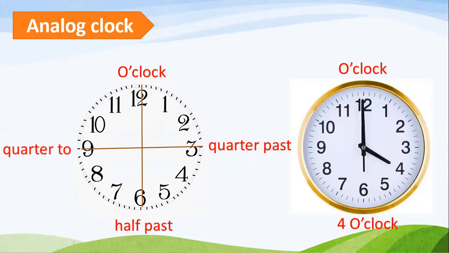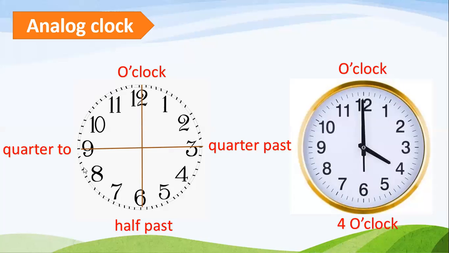The analog clock has 4 special numbers. These special numbers are 12, 6, 3, and 9. Again, the analog clock has 4 special numbers, which are 12, 6, 3, and 9. Now, the long hand is the hand of minutes. To remember it, the long hand is the hand of minutes, while the short hand is for hours.